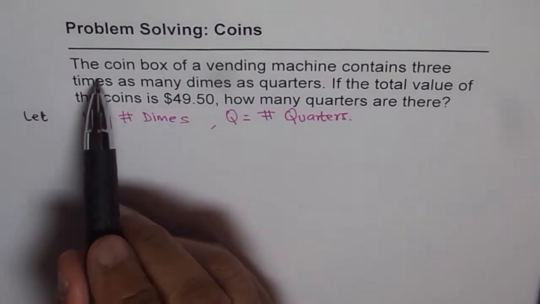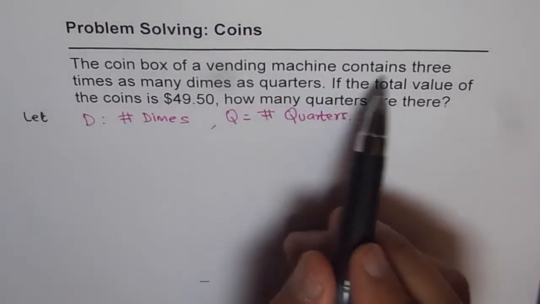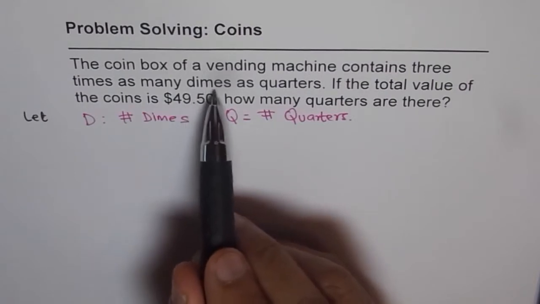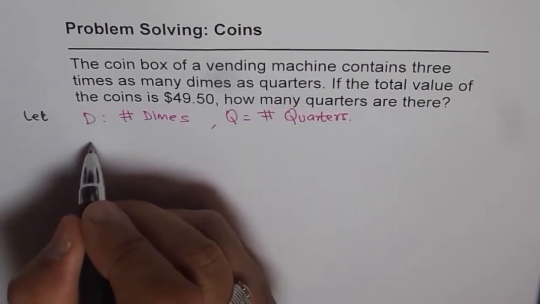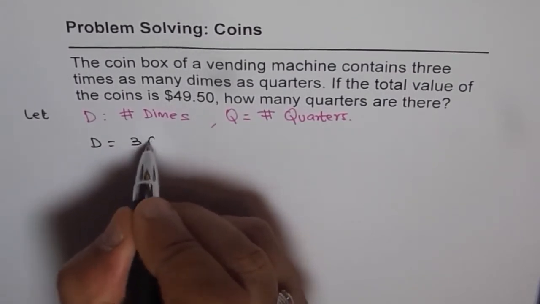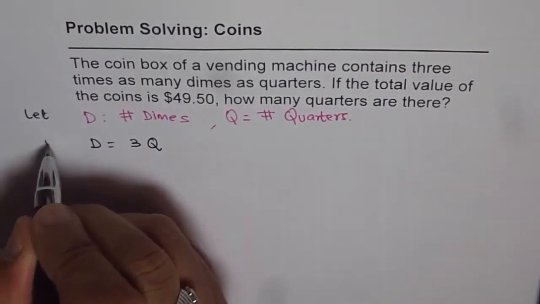Now, the coin box of the vending machine contains 3 times as many dimes as quarters. So dimes are more, right? Therefore dimes equals 3 times quarters, correct? So that is our first equation.